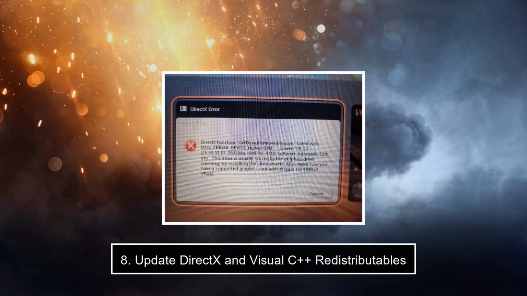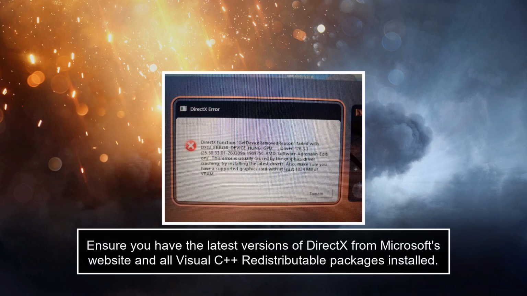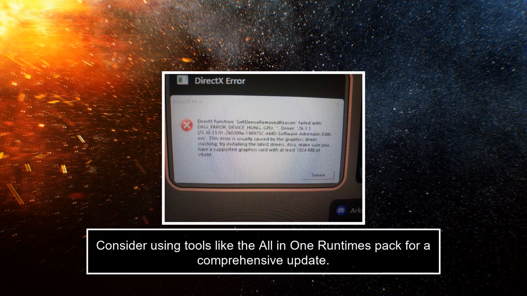8. Update DirectX and Visual C++ redistributables. Battlefield 1 relies heavily on various DirectX and Visual C++ runtime libraries to function correctly, and outdated or corrupted versions can cause application failures. Ensure you have the latest versions of DirectX from Microsoft's website and all Visual C++ redistributable packages installed. Consider using tools like the All-in-One Runtimes pack for a comprehensive update.